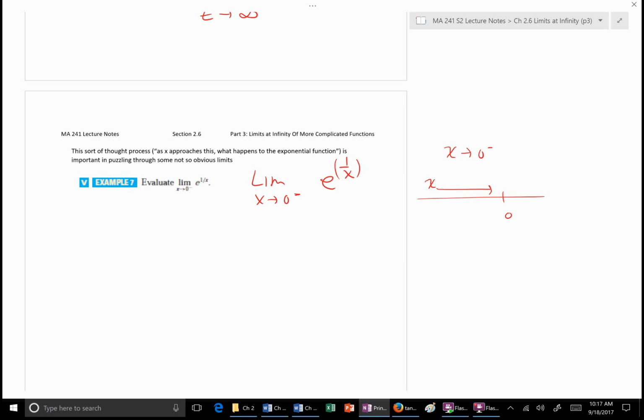I look at this and I say, man, if this was just e to the x, I could do this problem. Okay? I know everything about exponential functions, right? No matter what x is approaching, I can tell you. If it's approaching a number, I know the value. If it's approaching positive infinity, I can do that. If it's approaching negative infinity, I can do that, right? So why don't I try this?